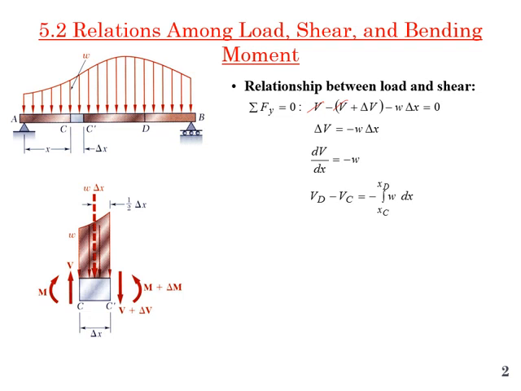Now simply rearranging it, dividing both sides by delta X, we can write for the section that dV by dx is equal to minus W. And if we write this as dV is equal to minus W dx and integrate it, we come up with this expression: between points C and D, we can write VD minus VC is equal to minus integral W dx.